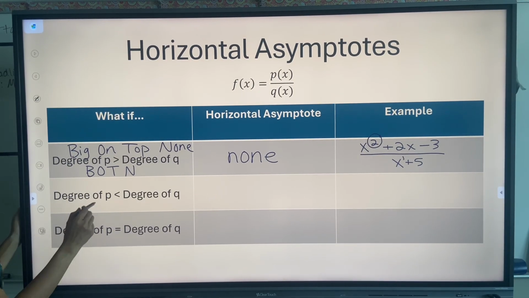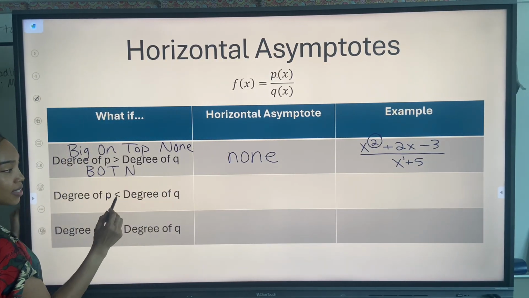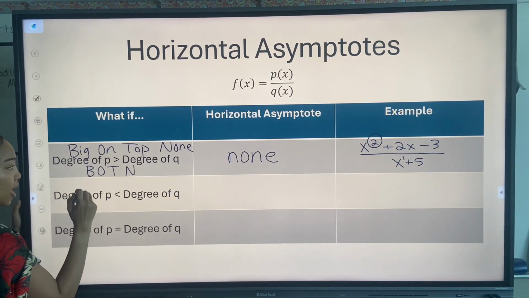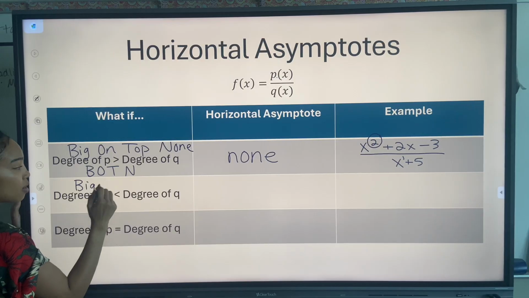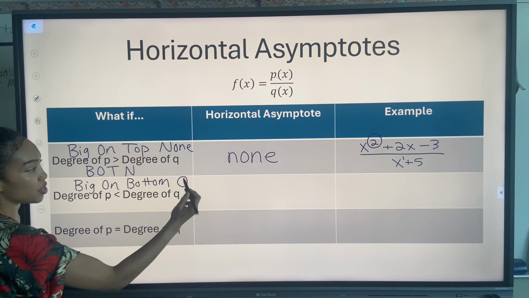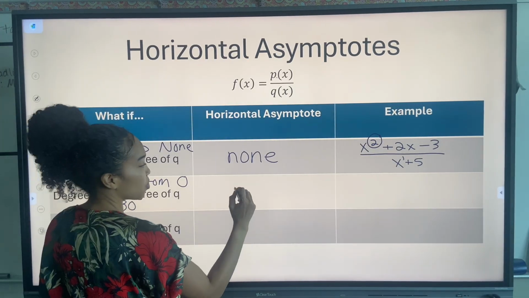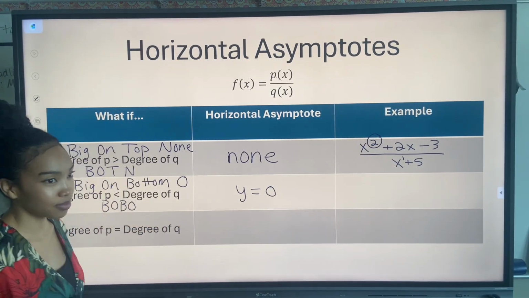All right, now let's do a different example. Let's say the degree on the top, P, is less than the degree of the bottom. So this time it's big on bottom. The answer will be 0. I like to say bobo. Okay, so it's y equals 0.